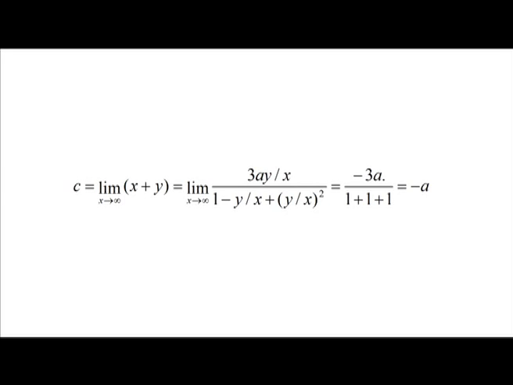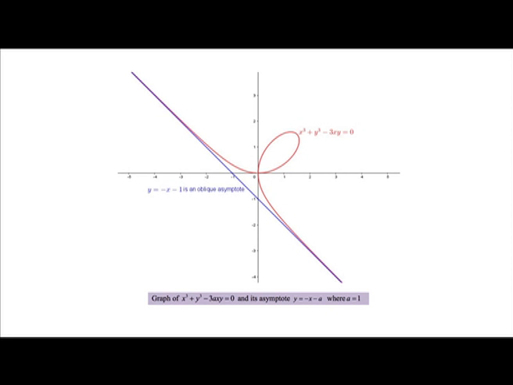Thus, we have c is equal to limit x goes to infinity, x plus y, that is equal to limit x goes to infinity 3a y by x whole divided by 1 minus y by x plus y by x square, that is equal to minus 3a divided by 1 plus 1 plus 1, that is equal to minus a. Hence, y is equal to minus x minus a or y plus x plus a equal to 0 is an asymptote. In fact, this is the only one asymptote, which is obvious from the graph of the folium x cube plus y cube minus 3a x y is equal to 0 for a greater than 0.